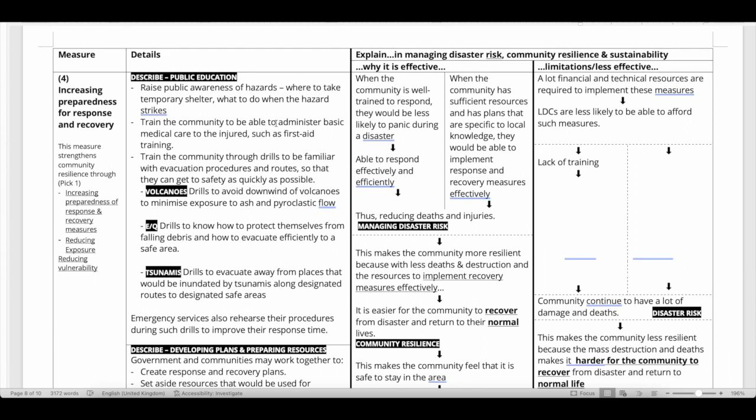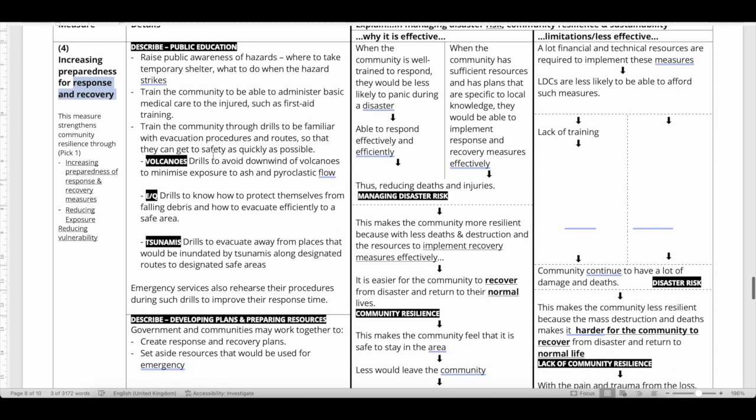Okay, last one, increasing preparedness. What is it about? Increasing preparedness is basically preparing the public so they can respond and recover, which are the two measures we talked about in disaster management, like search and rescue, rebuilding, and providing psychosocial services. So there are two main things you need to do.